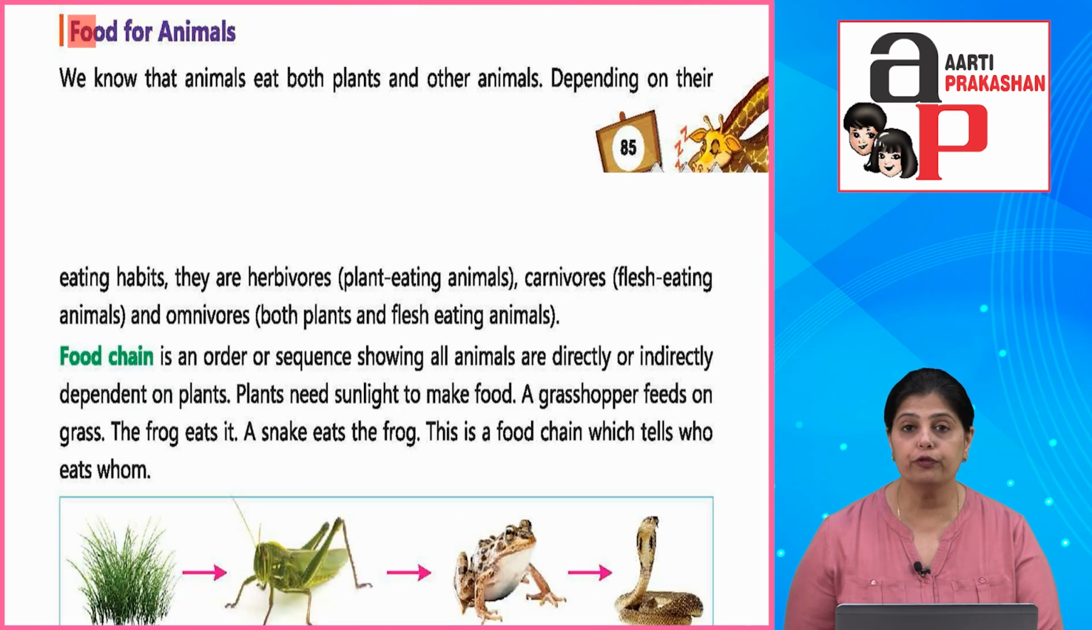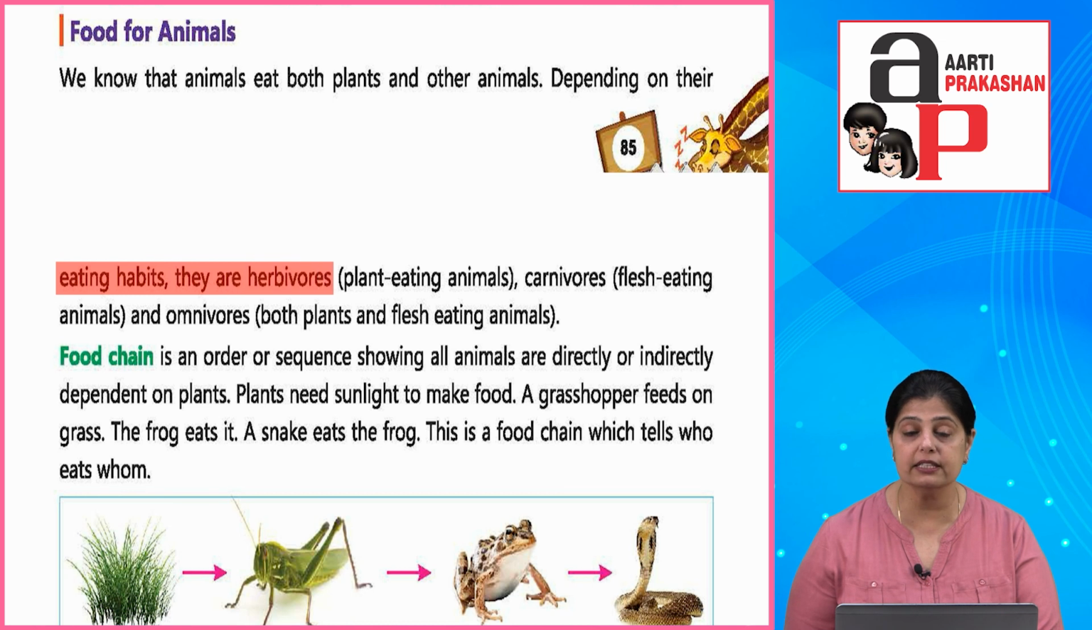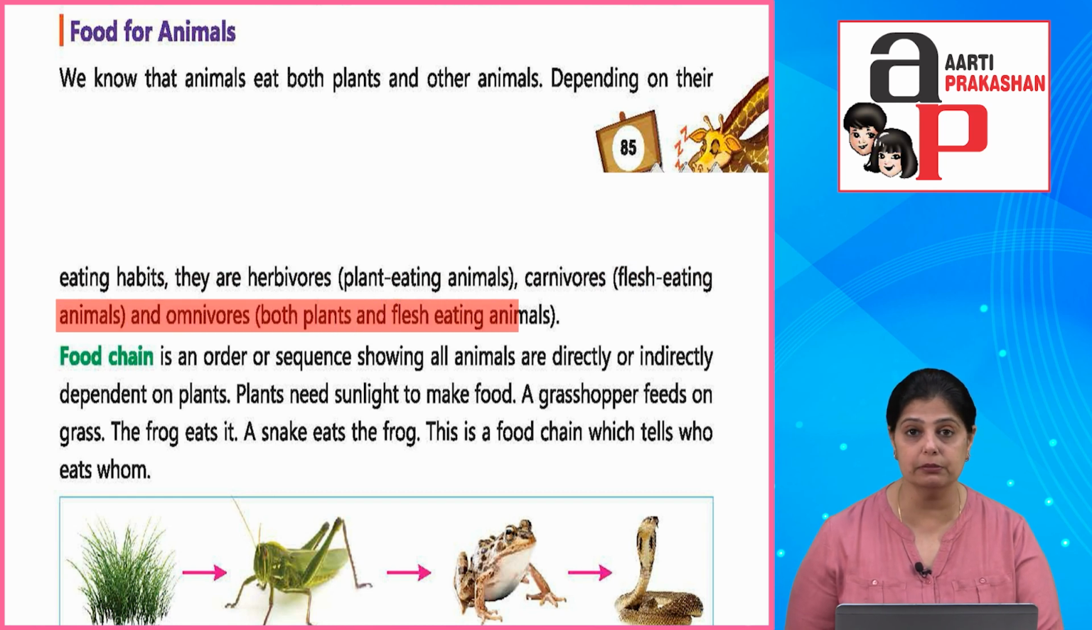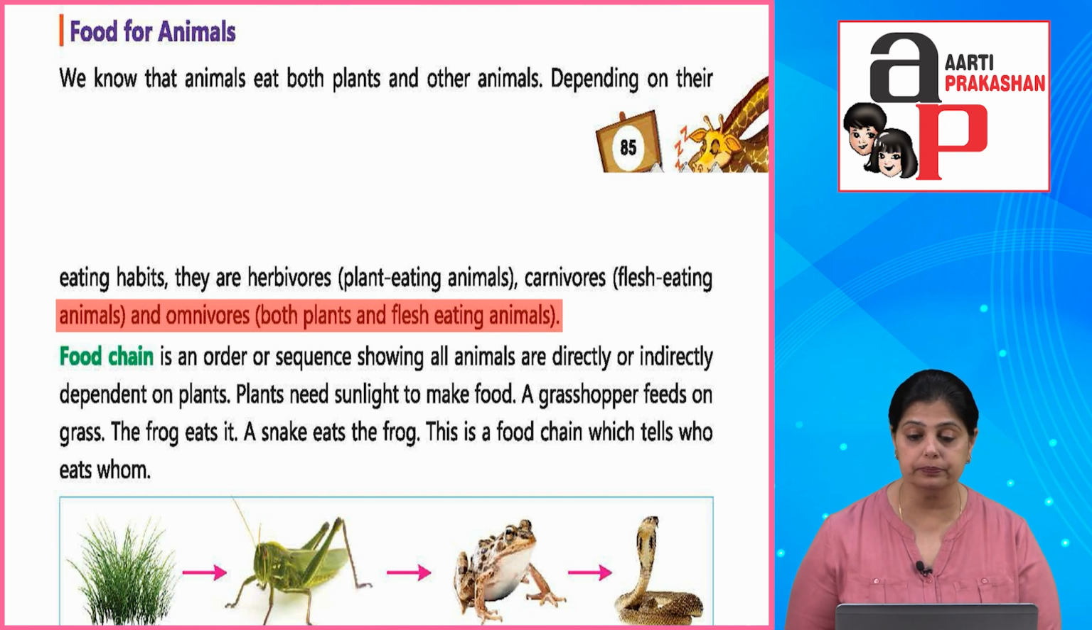Okay, food for animals. We know that animals eat both plants and other animals depending on their eating habit. They are herbivores, that is plant eating animals, carnivores, that is flesh eating animals, and omnivores, that means both plants and flesh eating animals. So these are the different types of eating habits of animals. Okay, herbivores, they completely depend on the plants, they eat the plants only.